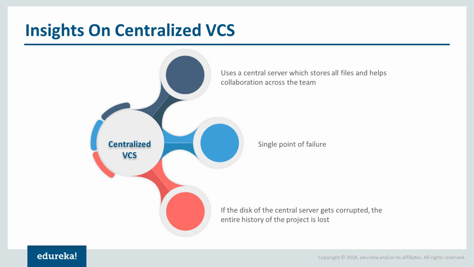Now here are a few insights on the centralized VCS. Number one is that they have a single server which stores all the files. By a single server I mean the central server, which will store all the files and will have the collaboration across the teams. Second, there is a single point of failure, which means that if there is an error, it can destroy all the build. Third, in a worst case, if the disk or central server gets corrupted and the proper backup has not been taken, then you will lose the entire history of the project.